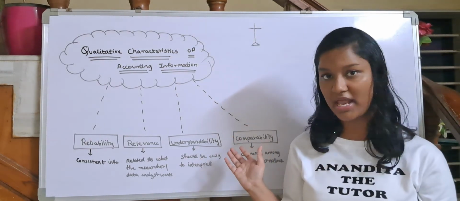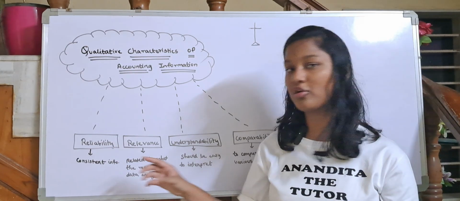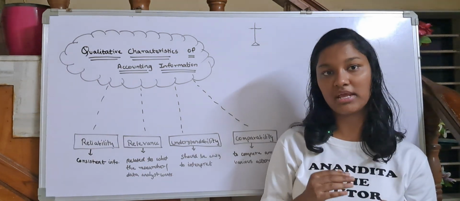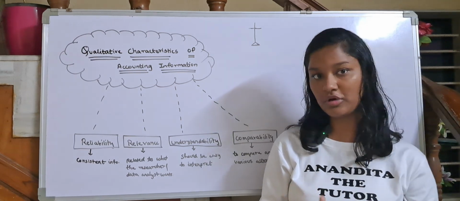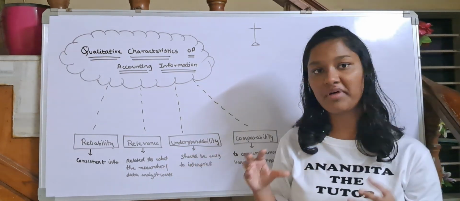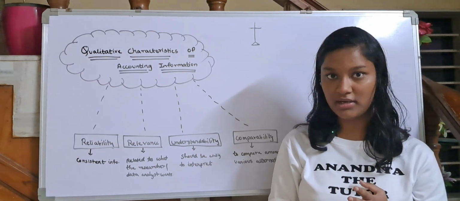So these were the four characteristics. One is reliable: it should be consistent in nature. It should not differ very much. Large differences should not be there; small differences are okay. Relevance: whatever I want to find, I should be able to find it.